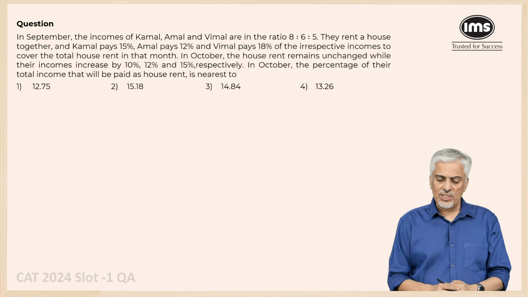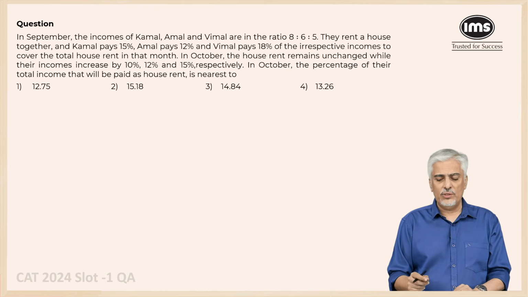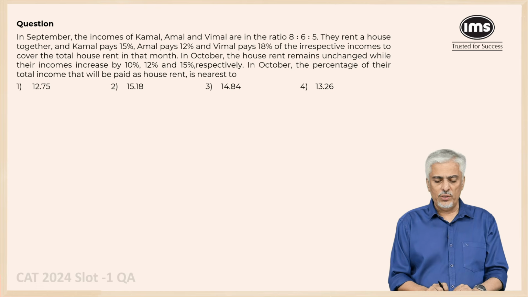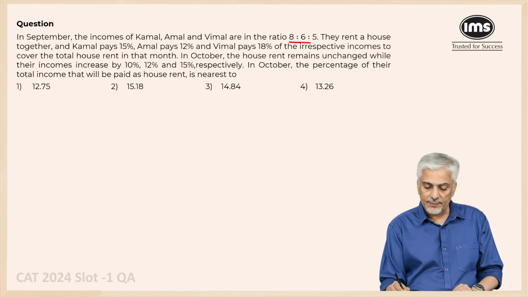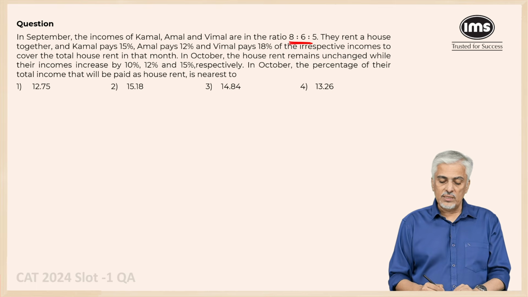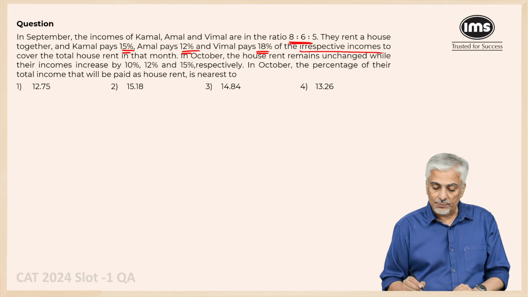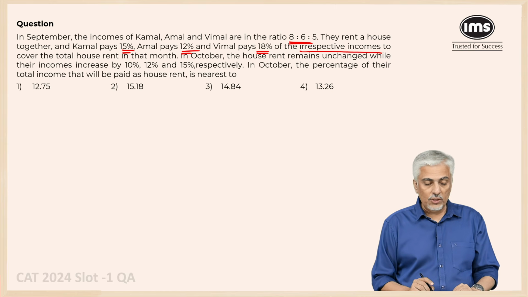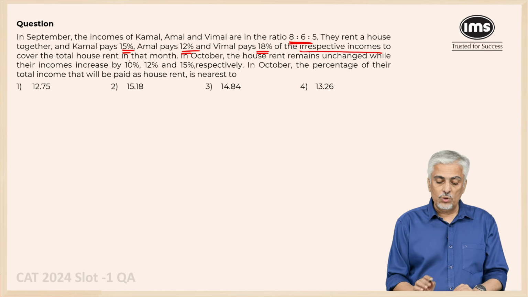Let's have a look at one more question from ratios, percentages, which was not very difficult. Slightly long to read, just because there were a few things more to read. Otherwise, the question was pretty straightforward. In September, the incomes of Kamal, Amal and Vimal are in the ratio 8:6:5. They rent a house and Kamal pays 15%, Amal pays 20% and Vimal pays 18% of their respective incomes. Now, very important, of their respective incomes. That is the important part. To cover the total house rent.